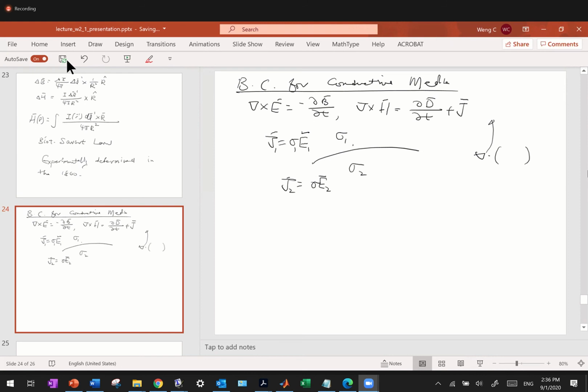You take the divergence of that equation, the left hand side will be 0, and you will have partial t of divergence of D plus divergence of J. Okay, divergence of D is rho. Okay, we have this equation, which is the charge continuity equation.